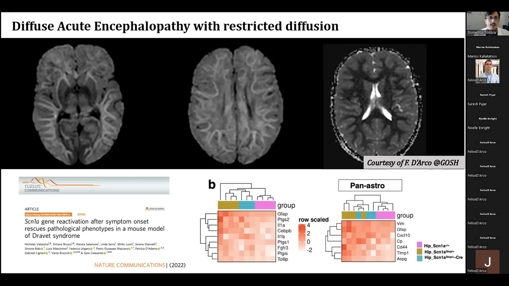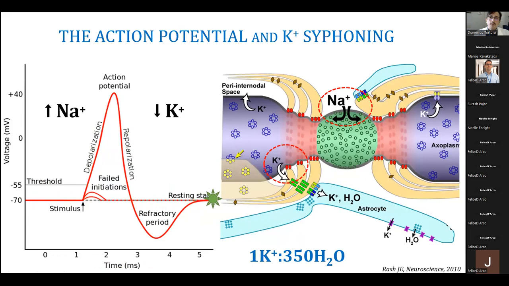A possible explanation to this question has been proposed by the theory of potassium siphoning. For an action potential, we know that we need to have the sodium inflow that occurs at the level of the non-myelinated portion of the axon, at the level of the node of Ranvier, and the potassium outflow occurs at the level of the axon covered by the myelin. So the potassium needs to move through the myelin sheath using the ion channels and arrive into the astrocytes and then reach the vessels.